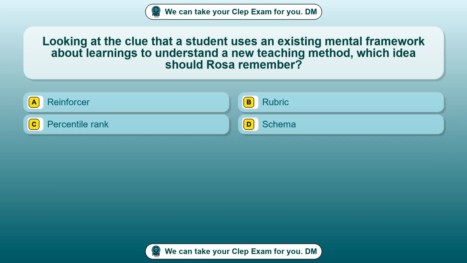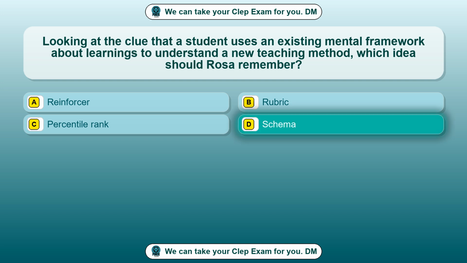Question 44. Looking at the clue that a student uses an existing mental framework about learnings to understand a new teaching method, which idea should Rosa remember? Option A, reinforcer. Option B, rubric. Option C, percentile rank. Option D, schema. The correct answer is option D.